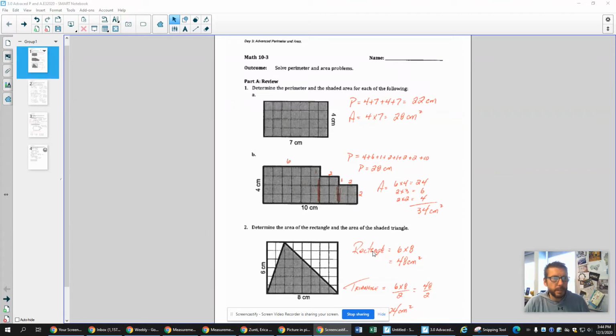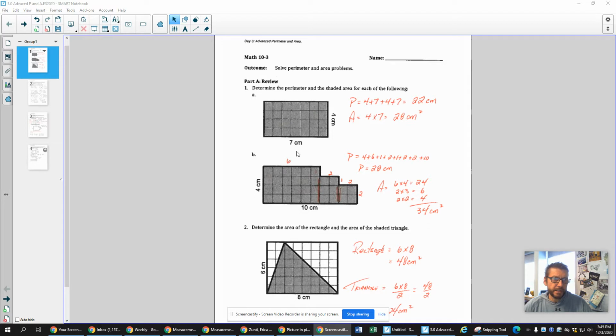Hey everyone, let's do a couple of quick little videos for day 3 here. Part A is about our basic perimeters, and we're talking about the rectangle. The rectangle is the one that makes the most sense to us. It's easy for us to just count the distance around a rectangle.